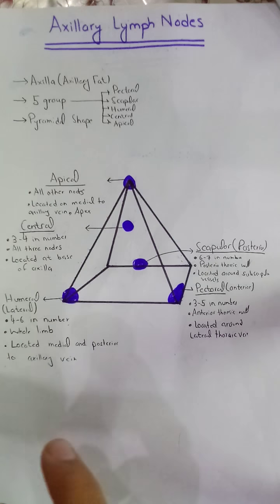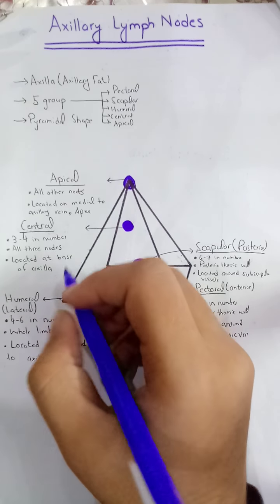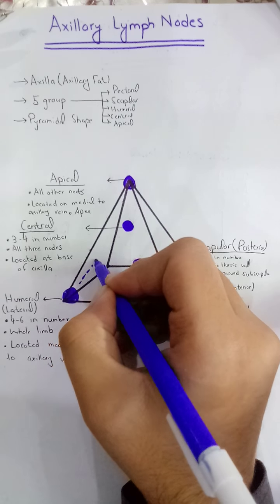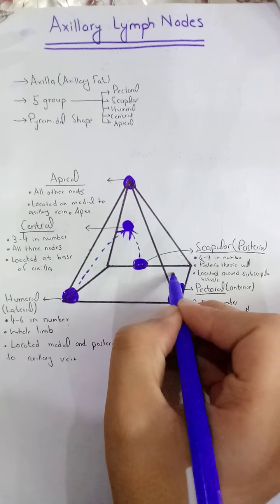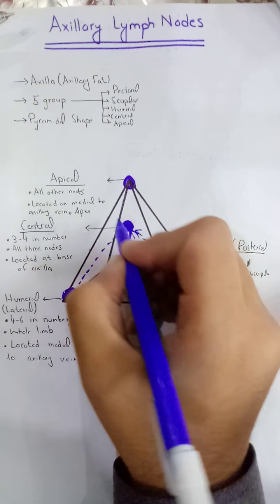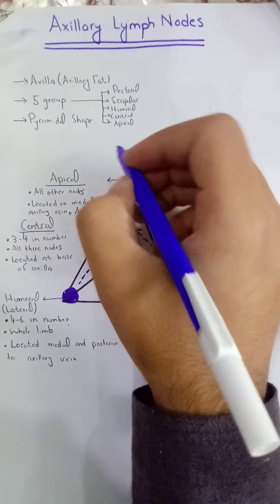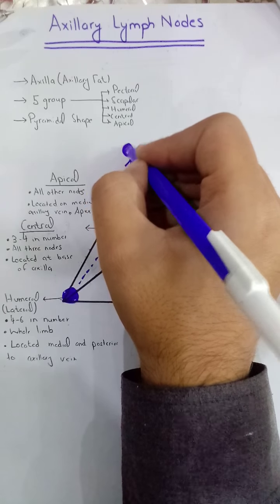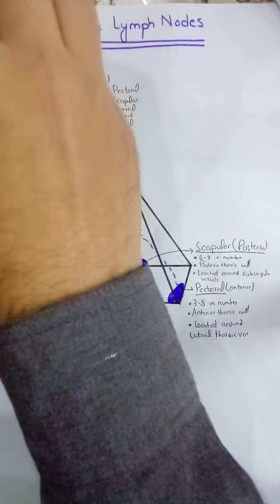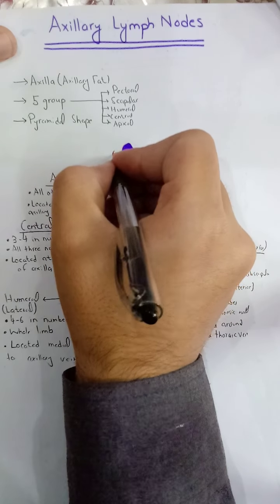Now we will see the pathway of this lymph from all these nodes till the venous angle. The lymph from all these three nodes will drain into the central first of all. Then from the central lymph nodes, the lymph will move to the apical lymph nodes, and from the apical lymph nodes, the lymph will then move to another group of nodes which are not in the axilla, and these are called the supraclavicular nodes.